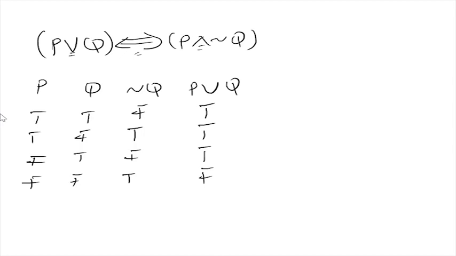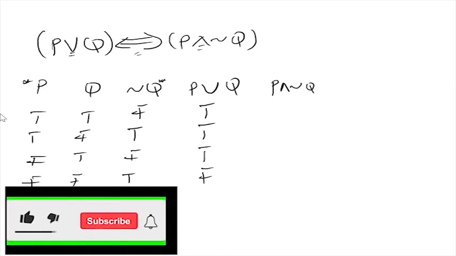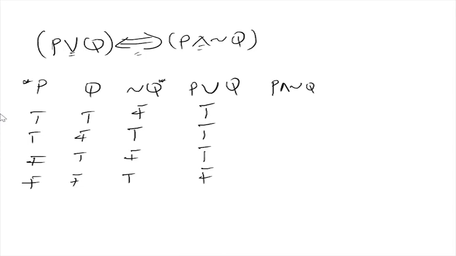Now the next thing we need to find is P cap negation Q. We are bringing P together with negation Q, and the logic connector we are using is conjunction. So don't forget, when we're looking at conjunction, we said both of them must be true in order for you to have a true result. Until you satisfy the two conditions, your result cannot be true.